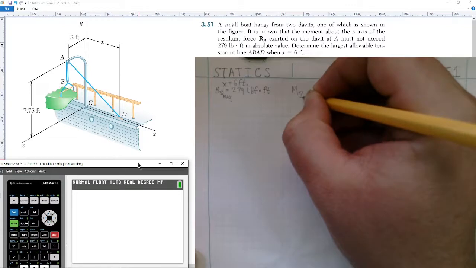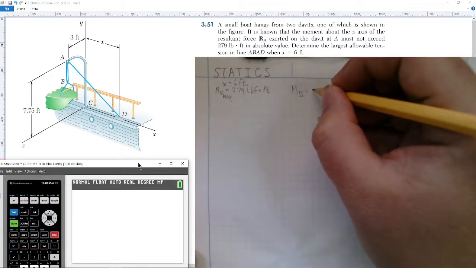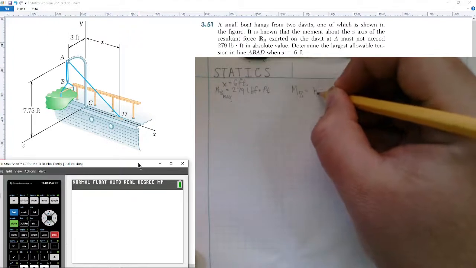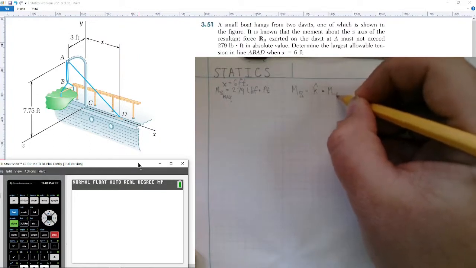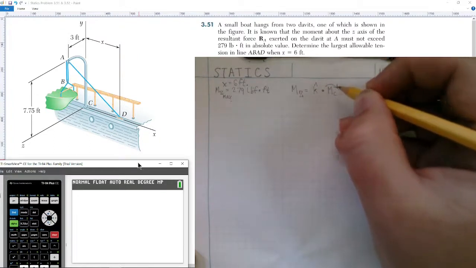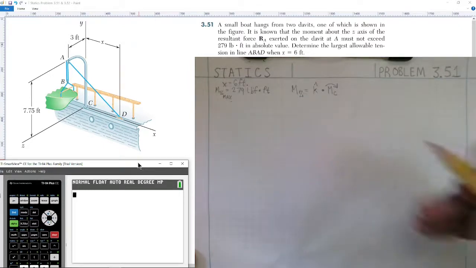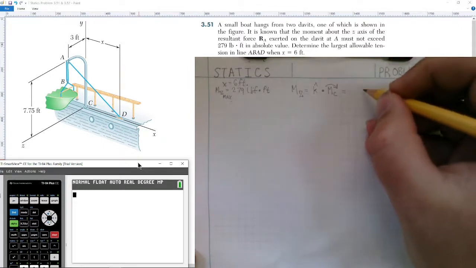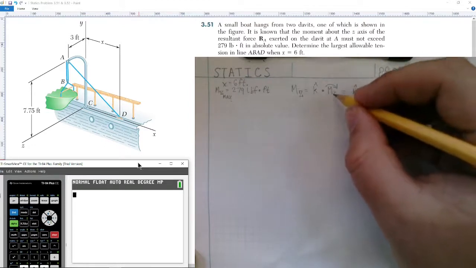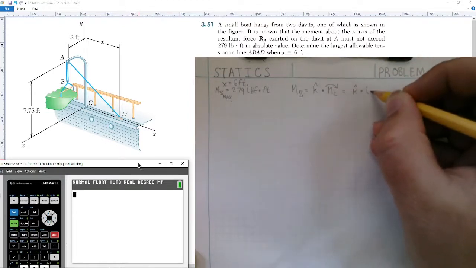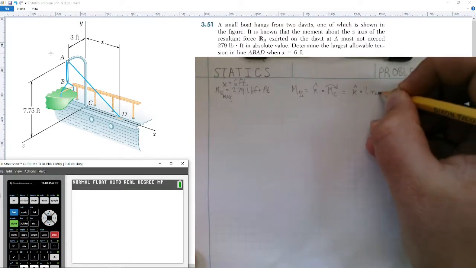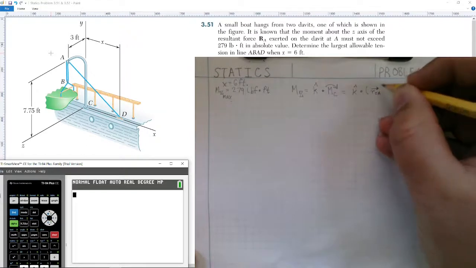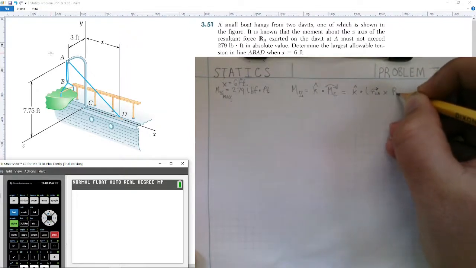So we have Mz, a scalar value, will be equal to the k-hat product, this is on the z-axis, of the moment at point C in this case. Now the moment about point C we find by doing the cross product. So we'll write this down. Moment about C is equal to the cross product of the position vector R from point C to A, cross with the resultant force R at point A.